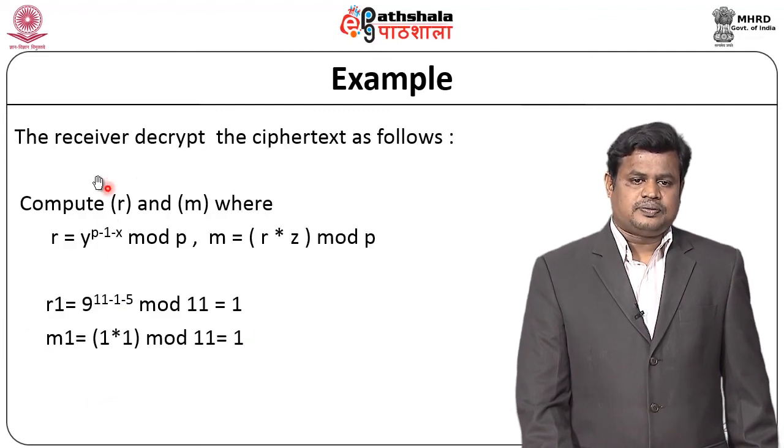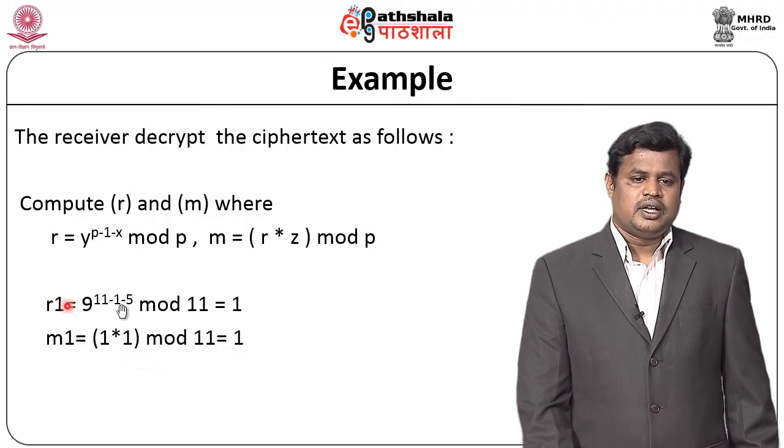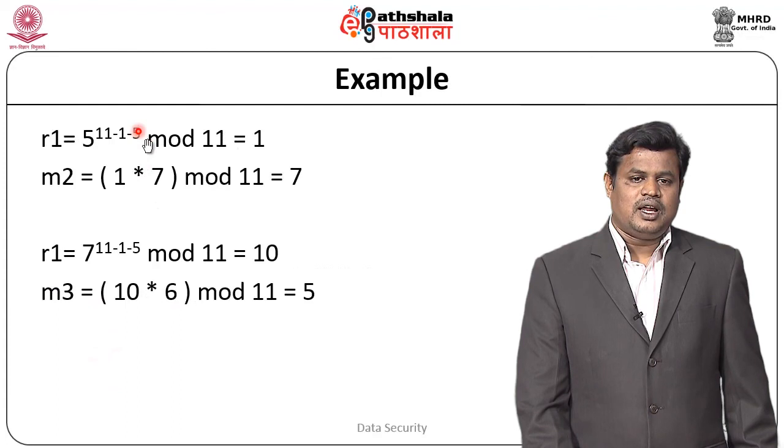After receiving that, Bob goes for the decryption process of the ciphertext as follows. Here they need to compute R and M, where R is equal to Y power P minus 1 minus X mod P, and M is equal to R into Z mod P. So now we can see that 9 power 11 minus 1 minus 5 mod 11 is equal to 1, and M is equal to 1 into 1 mod 11, which is 1. So now I got the letter A. Similarly, I do it for the letter G and also the letter E.